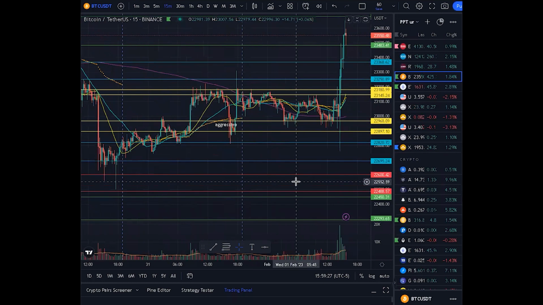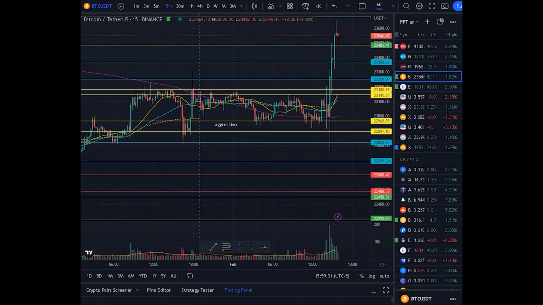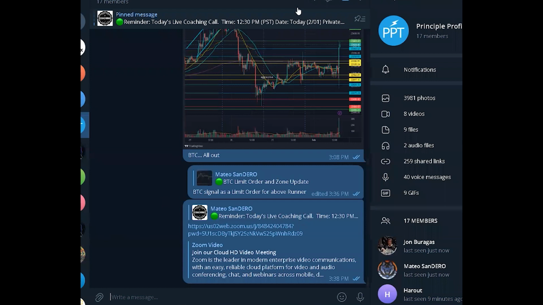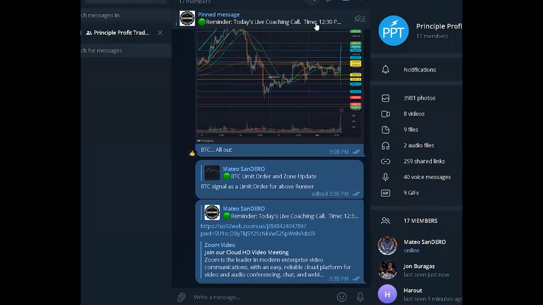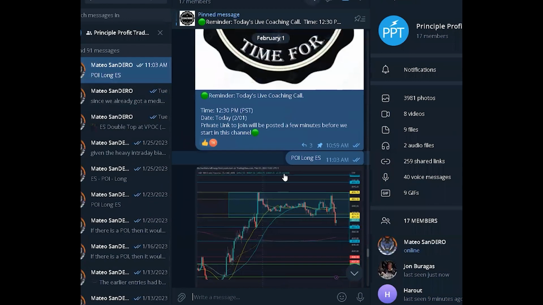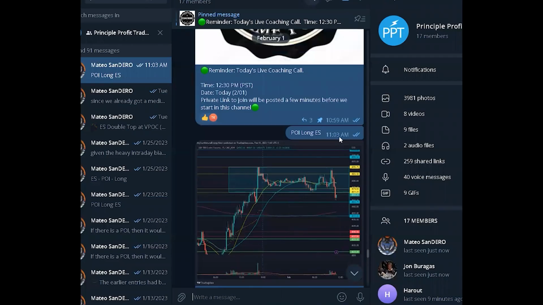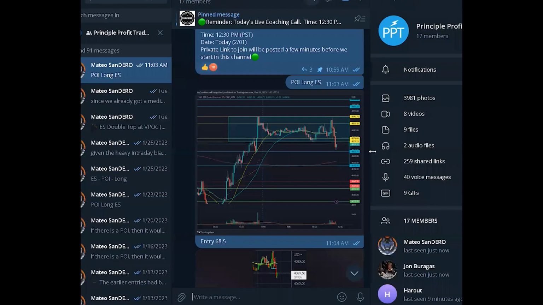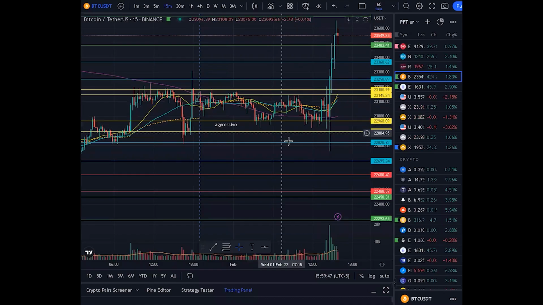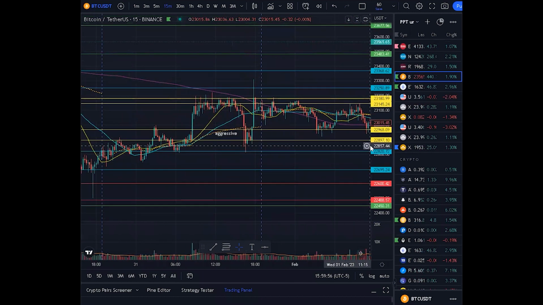But when I did get in, let's see, I remember when it was. It was around 11 a.m. Eastern. See, it was above the blue zone. It was right here. So it's aggressive. I'm getting in on this weak zone anyway.